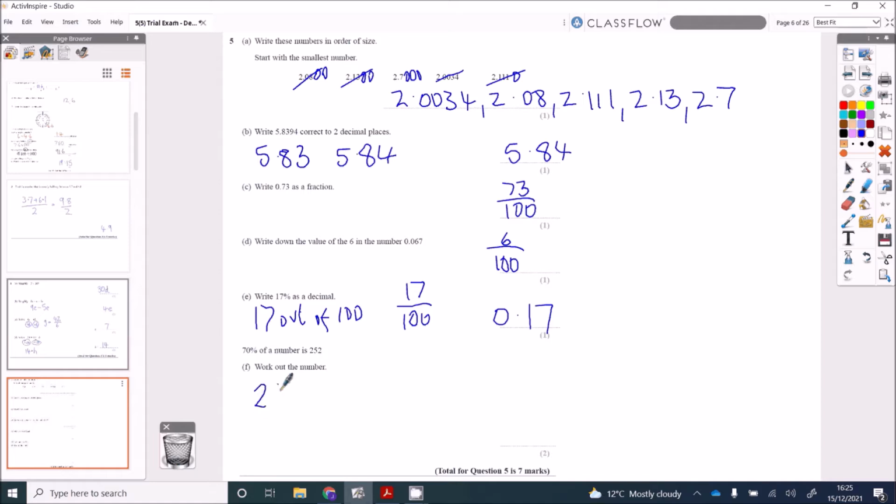So this is going to be 252 divided by 70%. Okay, so that's 252 divided by 0.7. Just popping that into the calculator. 252 divided by 0.7 is 360. Again, just check your answer. Going the other way is 70% of 360, 252. Do 360 times 0.7 and you do get 252.